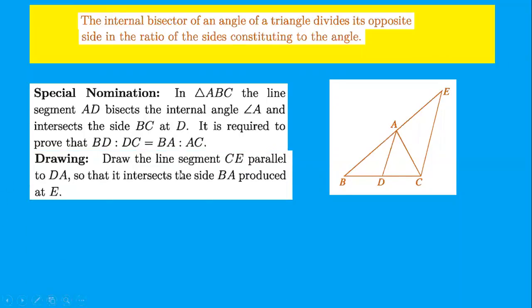Drawing. Draw the line segment CE parallel to DA so that it intersects the side BA produced at E.